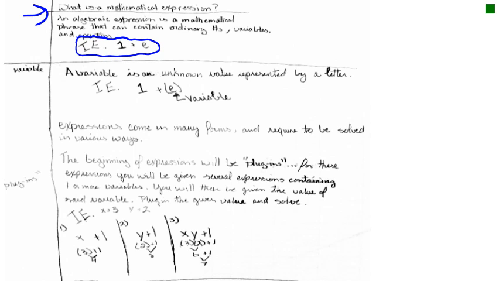An example, 1 plus e. Okay, that e, as we see here, is a variable. A variable is an unknown value represented by a letter. An example is 1 plus e. E would be the unknown number, which is represented by the letter there. Okay, expressions come in many forms.